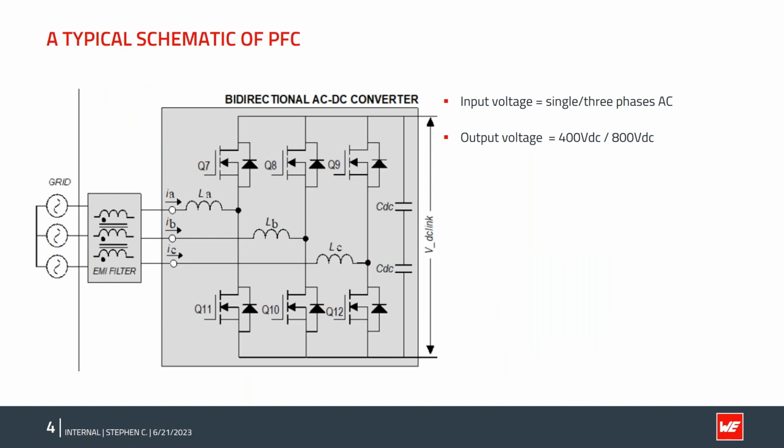So here, I show a typical schematic of a PFC circuit. You can see it is a three-phase input, and there are 6 switches. So for three-phase input, 3 PFC inductors will be used. And the output voltage after the PFC circuit will be about 800 volt DC. Of course, here I only show an example for three-phase input, but in reality, single-phase AC input can use a PFC circuit also. And for single-phase AC input, the output voltage will be 400 volt DC.